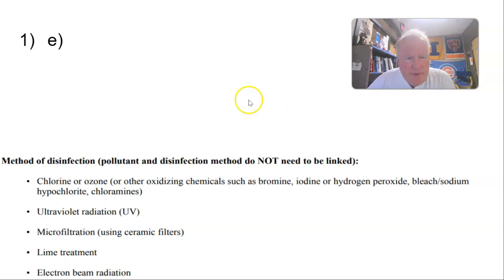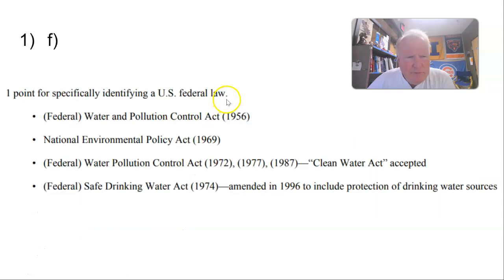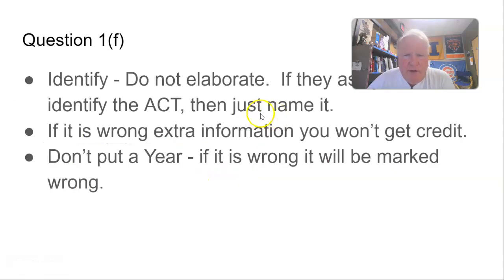All right, and then the last one, question 1E asked about the federal law. And the federal law was quite simple. They wanted one of these acts, and I'll just tell you that when you do that, don't elaborate. So don't say the Clean Water Act and then tell us what the Water Act was, because if you're wrong, they're not going to take it off. And if you put the wrong date, that could get you marked wrong. So just name the act. Don't put the year. I think some people may have done that, and I didn't count it off, but I kind of warned you that that was going to happen.